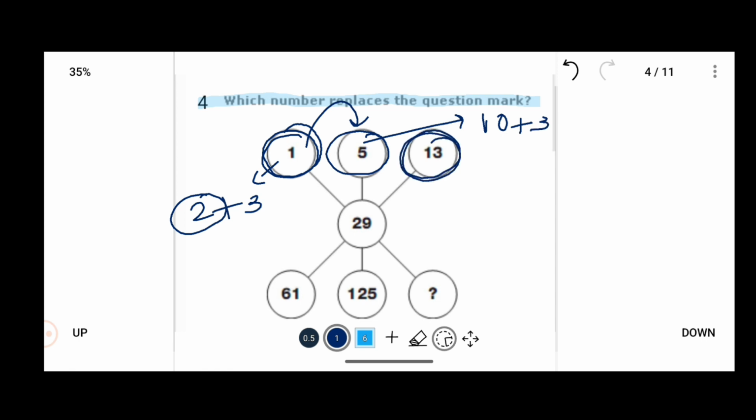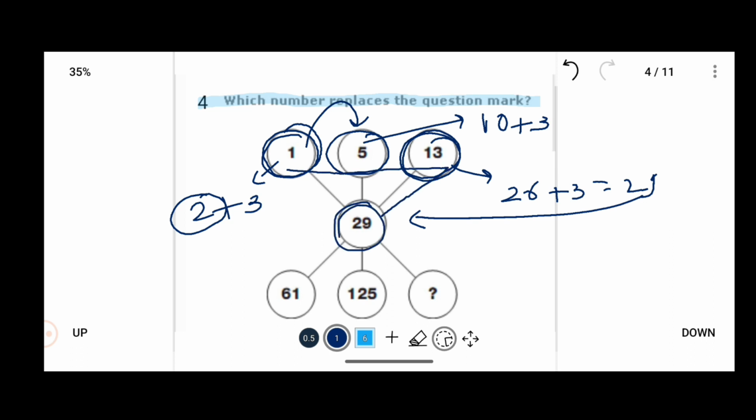Now double 13, so it will be what? 26, and add 3 to it. So what will it become? 29, which is here. Okay, we are following Z pattern, so we are moving from here to here. Now what we have to do, you have to double 29, which is 58, and then add 3 to it. So what will it become? 61, which is here. Okay, then again we have to do the same thing.